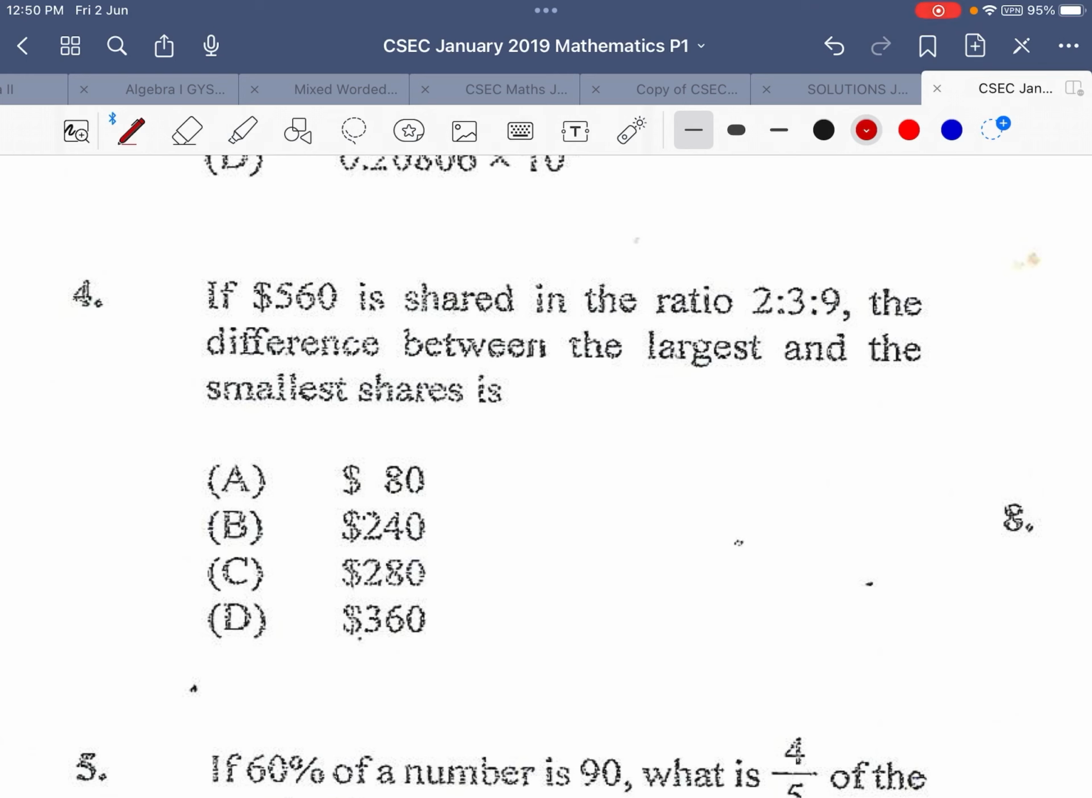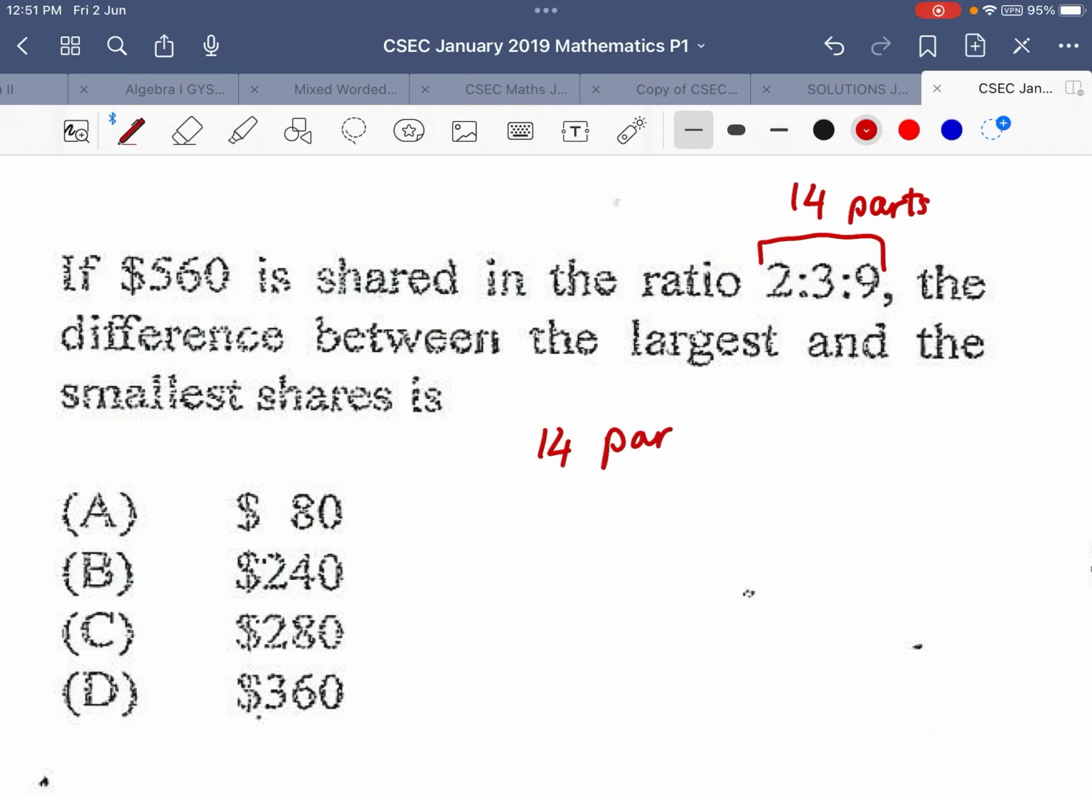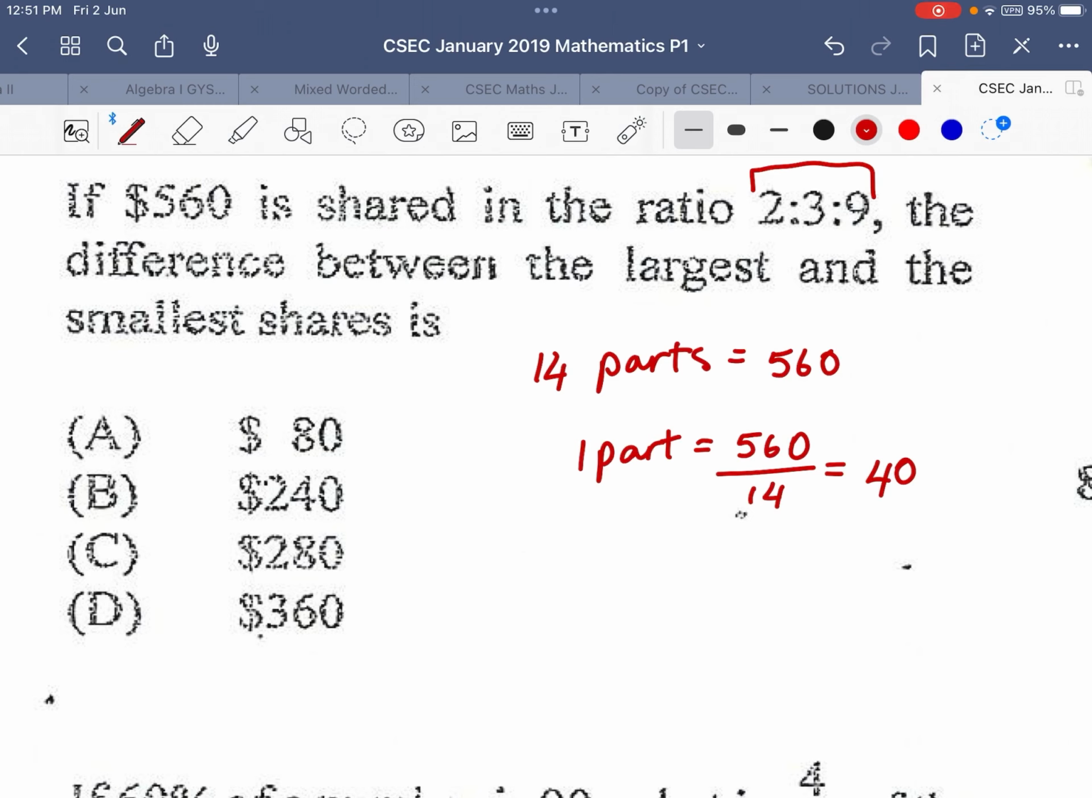If $560 is shared in the ratio 2 to 3 to 9, the difference between the largest and the smallest shares is what? Okay, so 2 plus 3 plus 9 would give me a total of 14 parts, and 14 parts would then be equal to the total, which is 560. So that means that 1 part would be 560 divided by 14. So 14 into 56 is 4, and then we add a 0. So 1 part is $40.